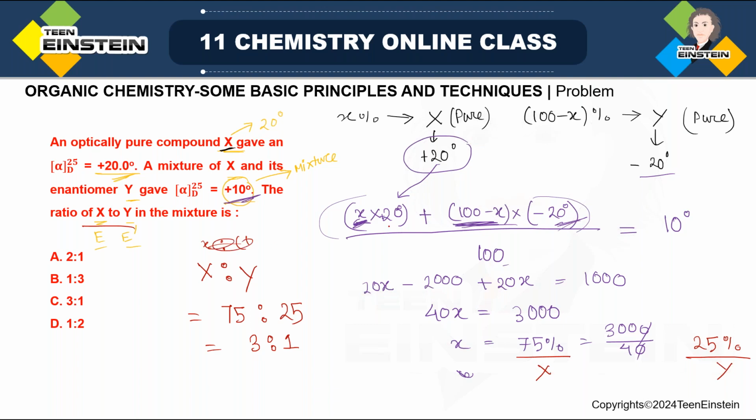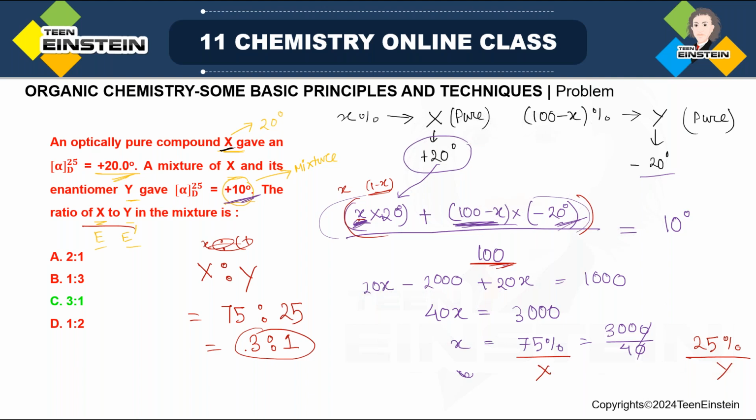Here I have done it in terms of 100. You can also do the same type of calculation by taking the percentages in terms of x and 1 minus x. But in that case, you don't have to divide by 100. If you are considering x as percentage, then you have to divide this whole quantity by 100. But if you are doing it as x and 1 minus x rather than 100 minus x, you don't have to divide by 100. Ultimately you will get this result, which is 3:1. Option C is the correct answer.